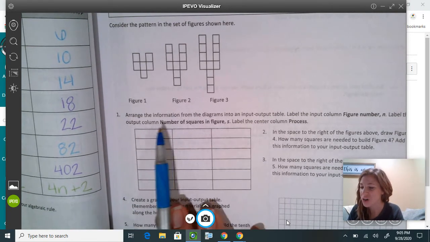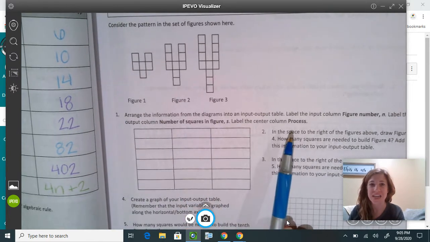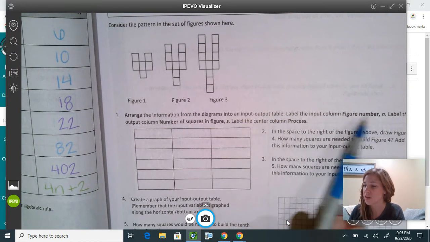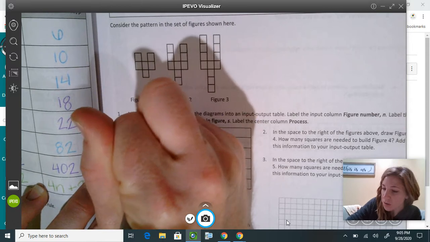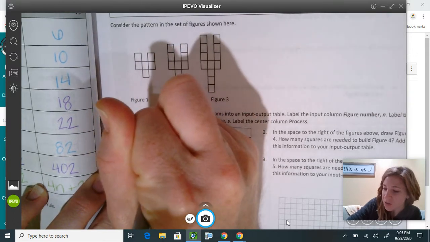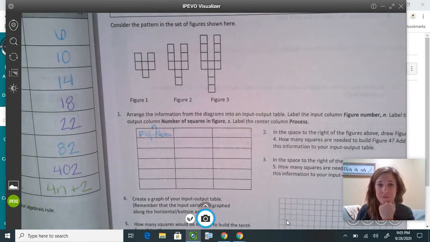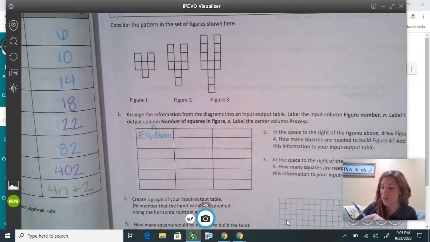So hint number 1, read carefully. The first thing after you consider this figure, we're going to arrange this information in a table. It does tell me exactly how to label the table. So it says label as figure number, and I am going to just abbreviate that a little bit. And it says figure number is N. And the center column, it says, is your process column.